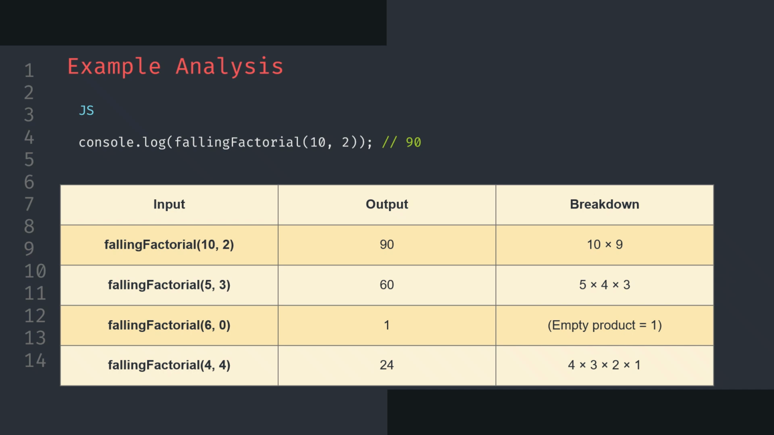Let's look at a few examples to get a feel for it. Calling falling factorial with 5 and 3 gives us 5 times 4 times 3, which is 60. Calling it with a depth of 0 gives us 1. This is standard in math since multiplying nothing gives us a neutral value. These examples show how flexible this function is for a variety of cases.